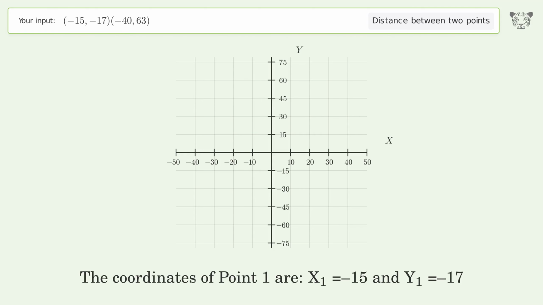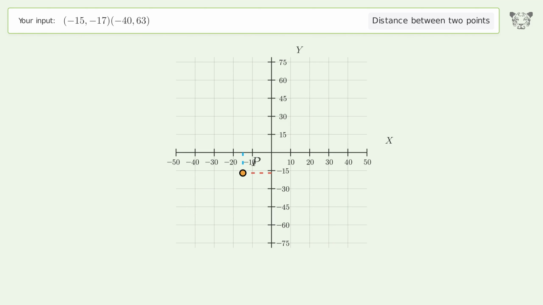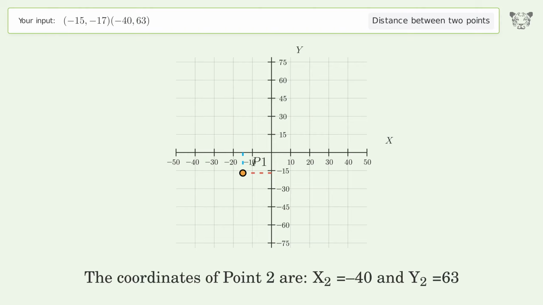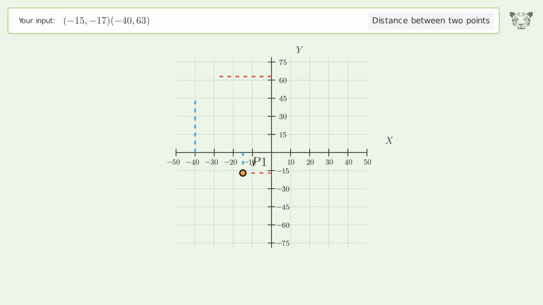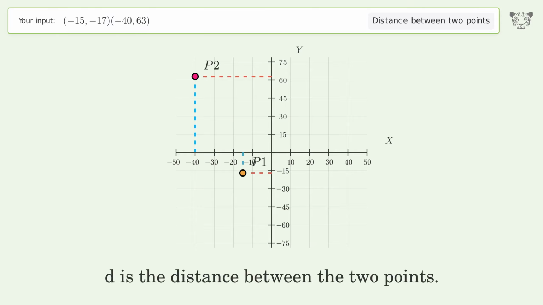The coordinates of point 1 are x1 equals -15 and y1 equals -17. The coordinates of point 2 are x2 equals -40 and y2 equals 63. D is the distance between the 2 points.